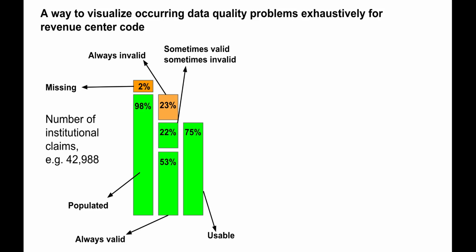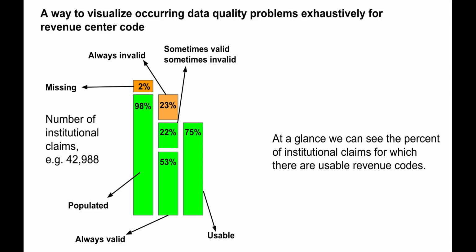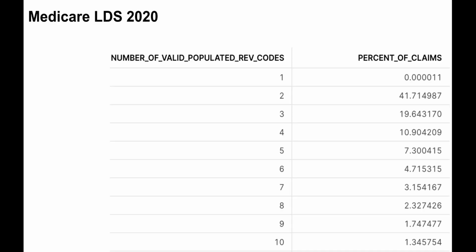So looking at a chart like this lets us at a glance see the percent of institutional claims for which there are usable revenue center codes. And when the field is not usable, we can see the reasons why it's not usable. It's also pretty helpful to list how many valid revenue center codes are present per claim.